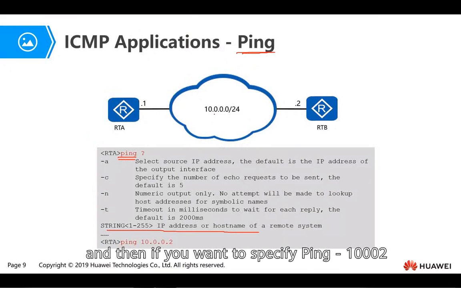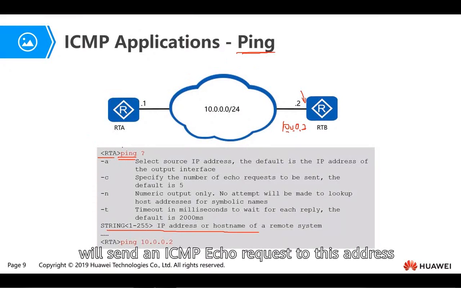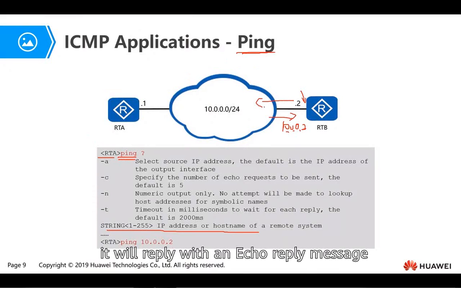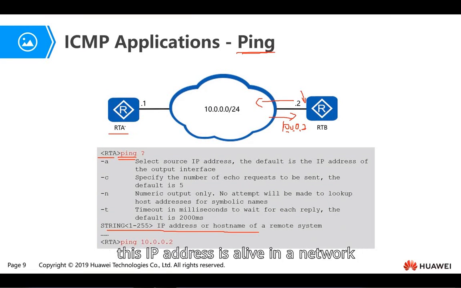And then if you specify ping 10.0.0.2, this is the address of router B. Then router A will send an ICMP echo request to this address. Then when router B receives it, it will reply with an echo reply. Then RTA will receive it, and then know that RTB is there. This IP address is alive in the network. Okay, this is the ping.